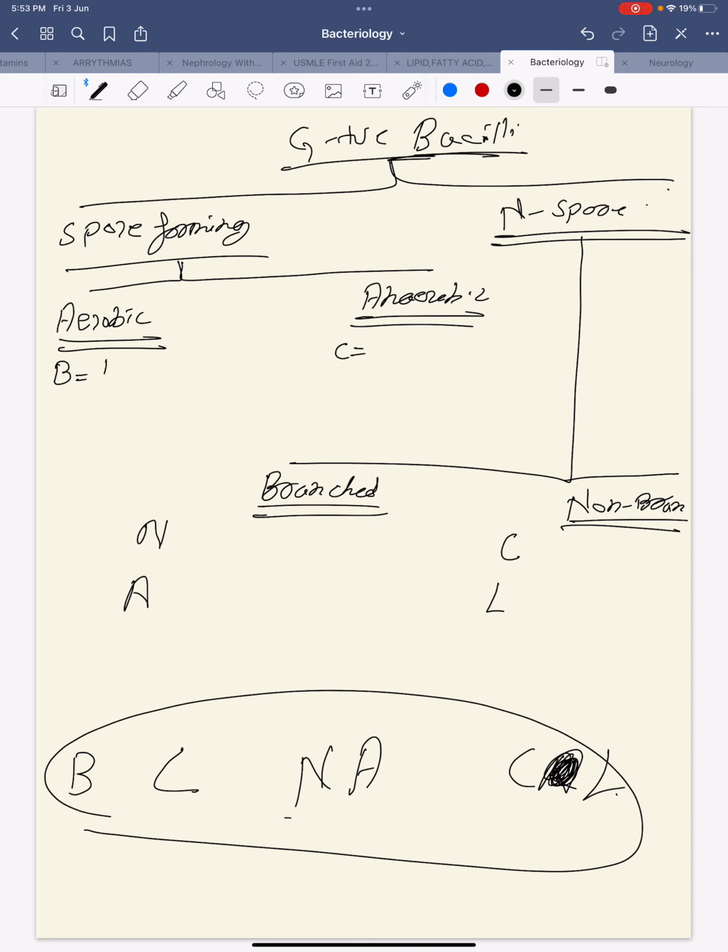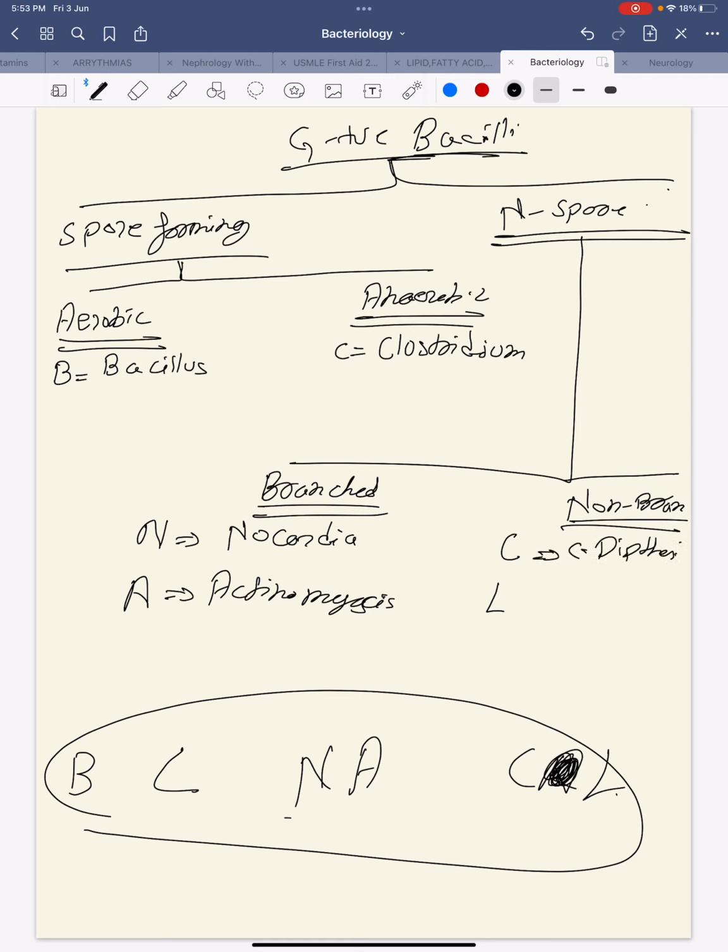So this is Bacillus cereus. This is Clostridium. This is Nocardia. This is Actinomyces. This is C. diphtheriae, and this is Listeria. So like this you have to remember. You can also make your own mnemonic, and you do not need a mnemonic to remember it as well.